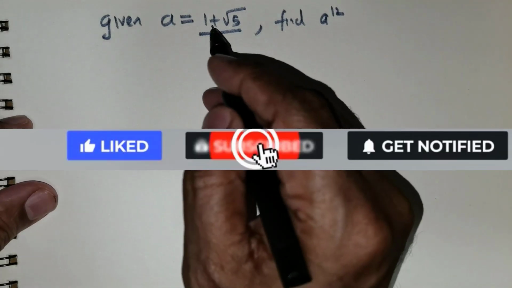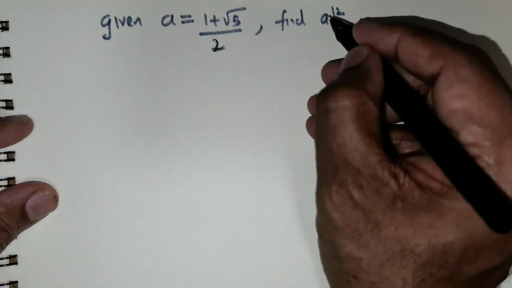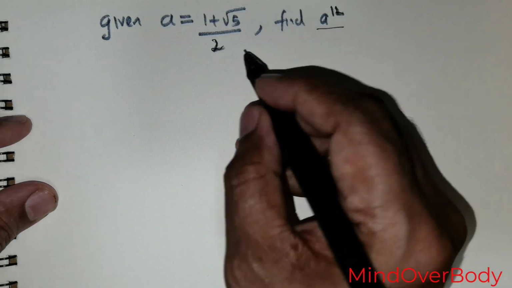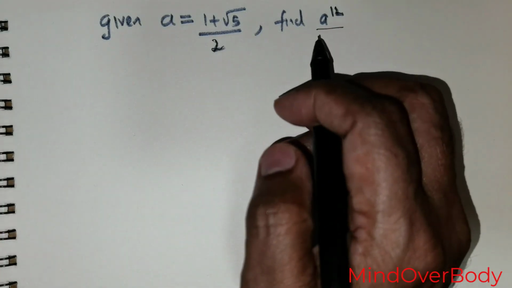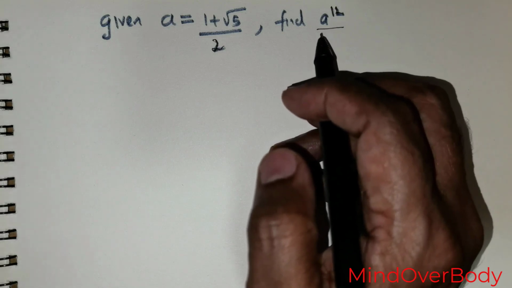A is equal to (1 + √5)/2. We are expected to find the value of a raised to the power 12. I'm sure most of you know how to do this, but I am going to be showing you 3 different ways by which this question can be solved.